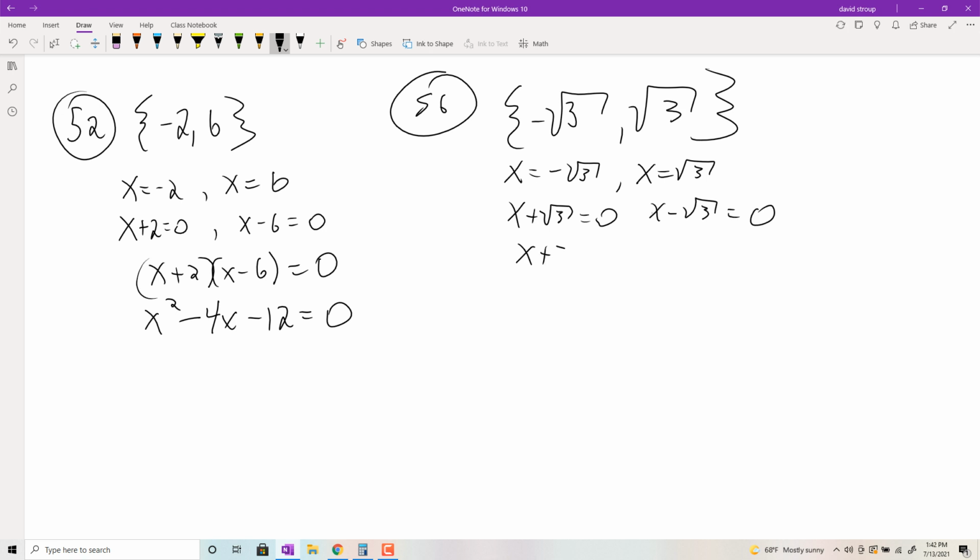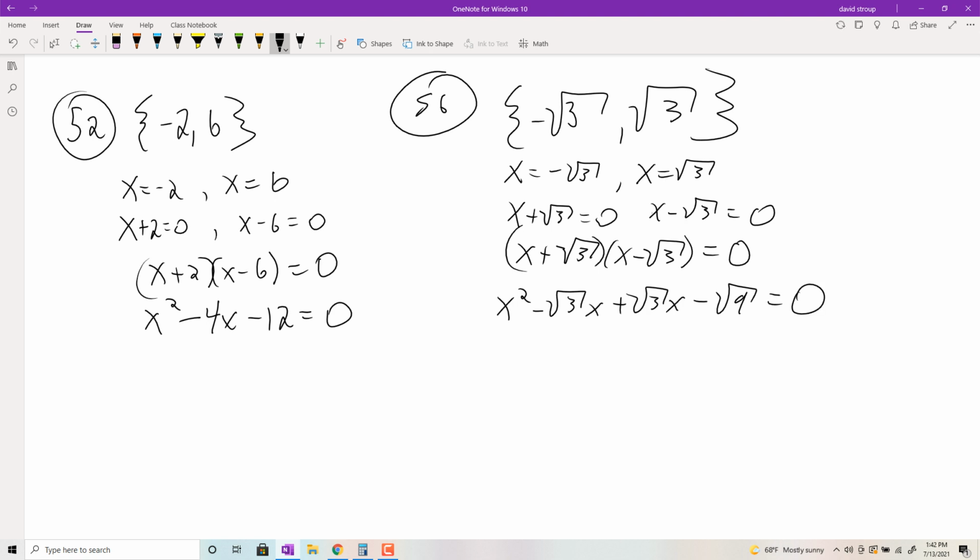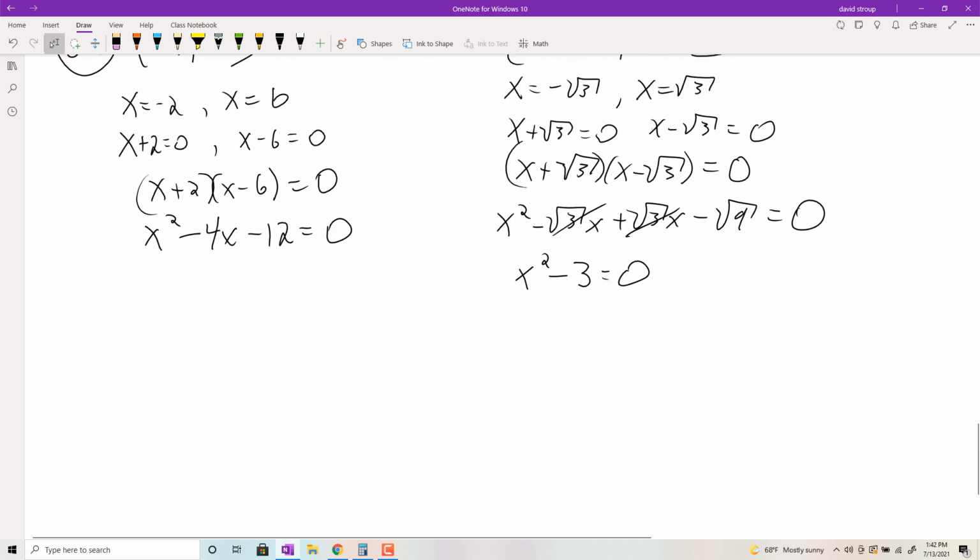Then we can multiply these together and say they both must equal 0. Multiplied together, then FOIL. So we have x squared outer, minus root 3x inner, plus root 3x, last minus root 9. So you get x squared, these cancel, and then minus root 9 is 3. So you don't even see the radicals in your original equation.